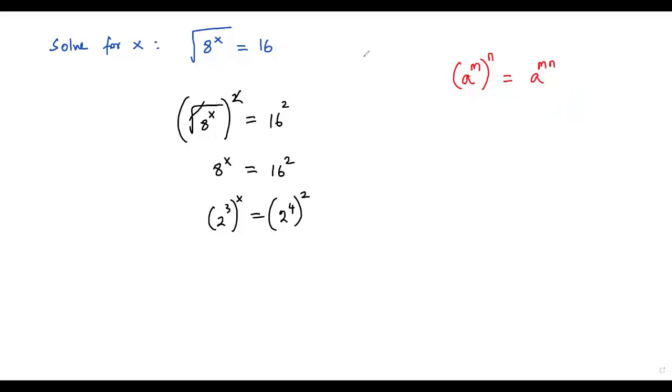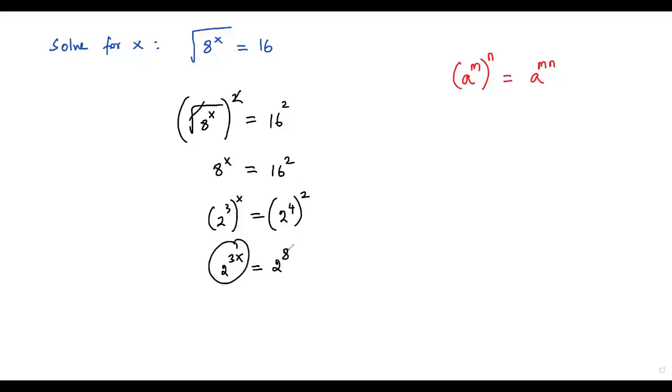So I'm just going to use the power of a power rule over here. Here we have base 2 and exponent 3, and for this complete expression we have exponent x. So we can multiply the two exponents, and I'm getting 2 to the power 3 times x, which is 3x. The same thing here: we have base 2, the first exponent 4, and for the complete expression we have the exponent 2. So we multiply the two exponents, and 4 times 2 gives 8, so 2 to the power 8.